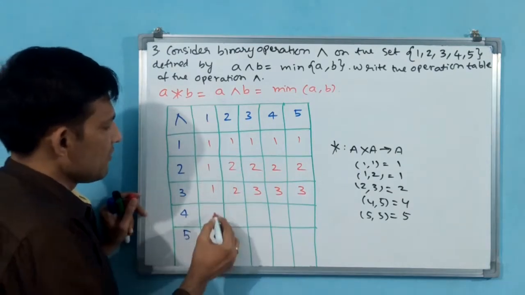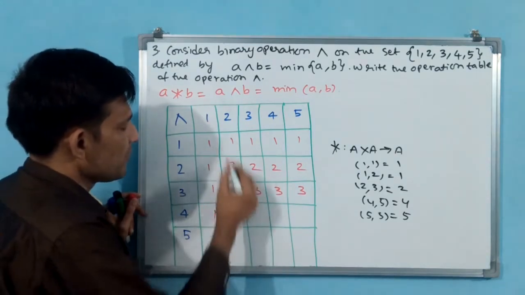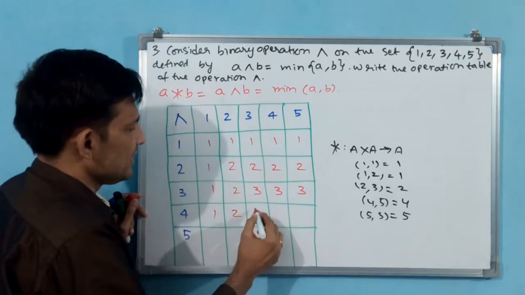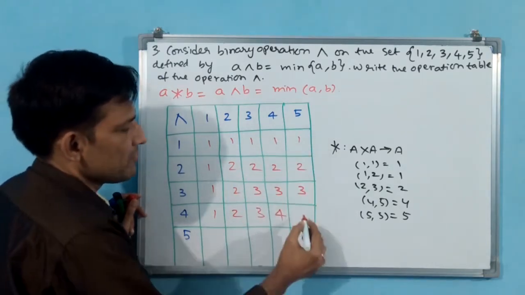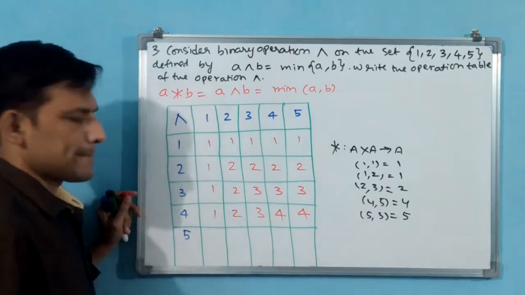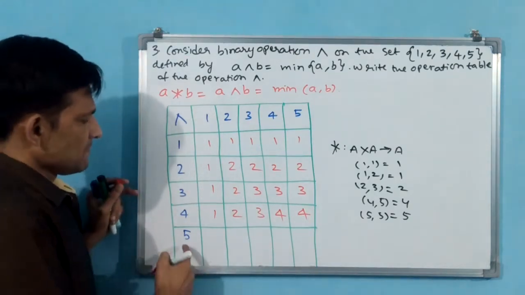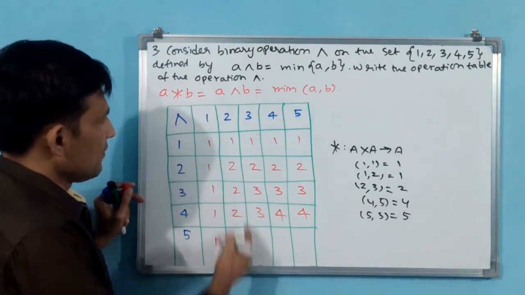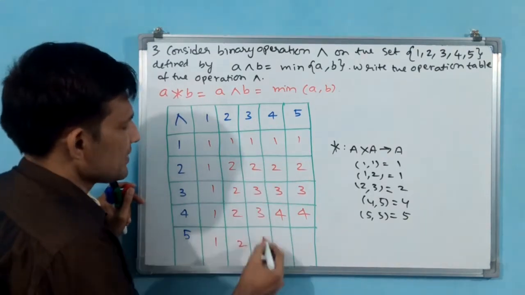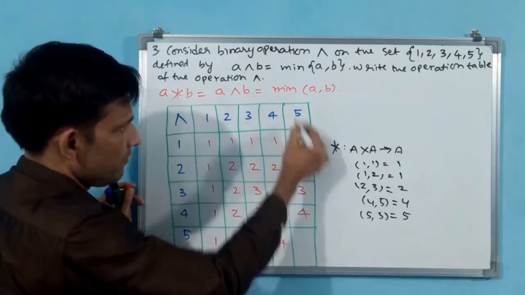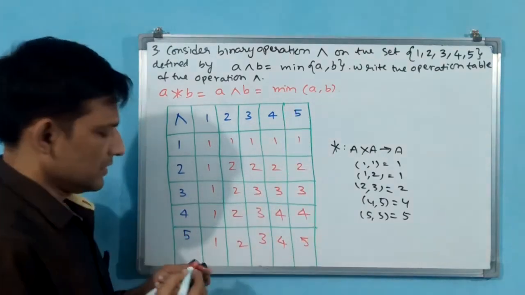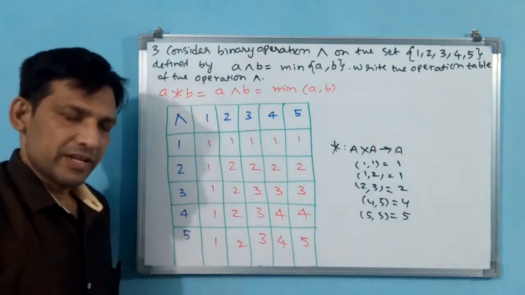4 and 1, 1 is the minimum. 4 and 2, 2 is the minimum. 4 and 3, 3 is the minimum. 4 and 4, 4 is the minimum. 4 and 5, then 4 will come here. 5 and 1, 1. 5 and 2, 2. 5 and 3, 3. 5 and 4, 4. 5 and 5, 5. This is the operation table.